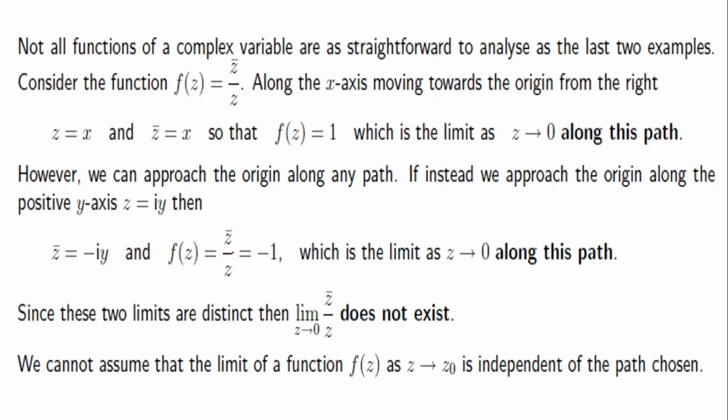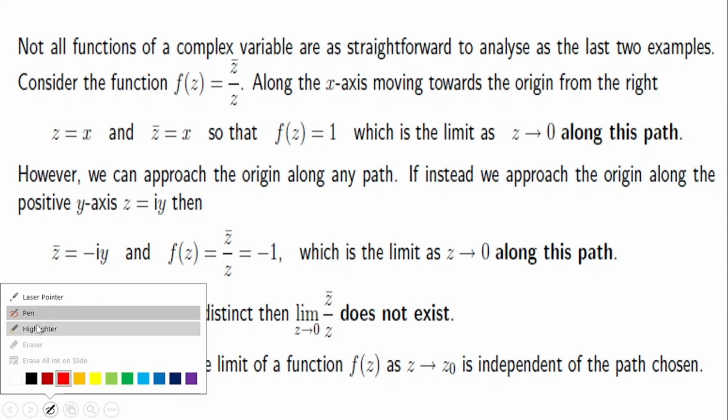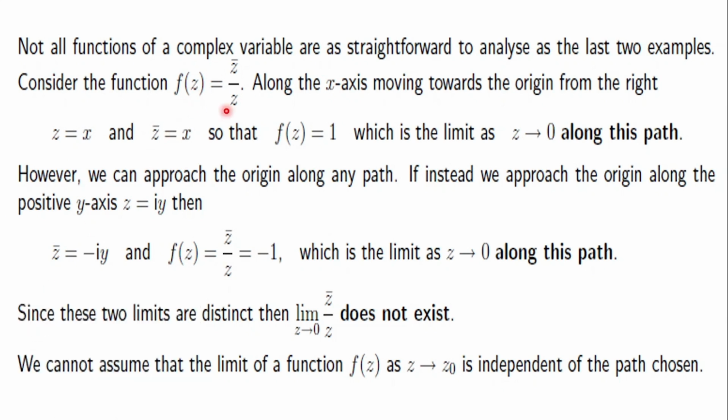Limits of complex variable are straightforward to analyze, just the way we did the last two. For example, consider this function. Along the x-axis, moving towards the origin from the right, we're going to get z is equal to x. And for the other one, we're also going to get z-bar is equal to x.